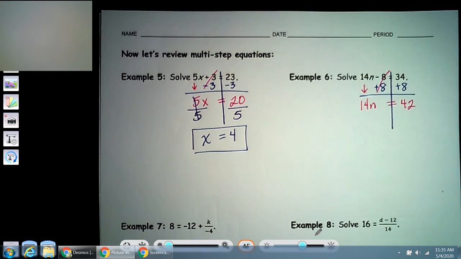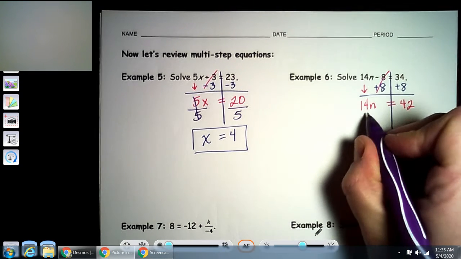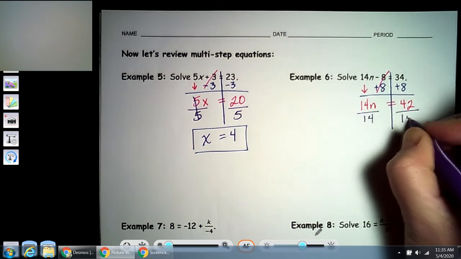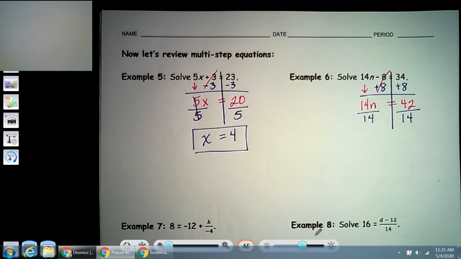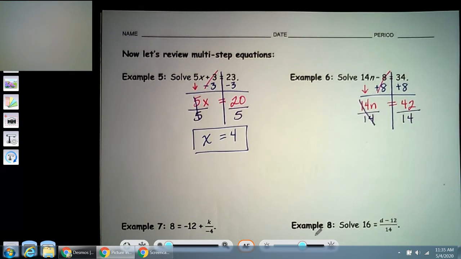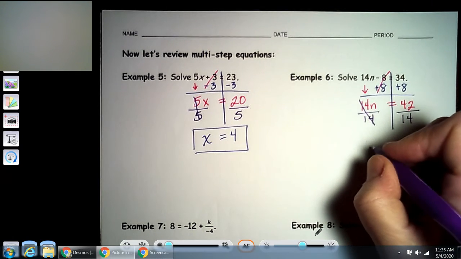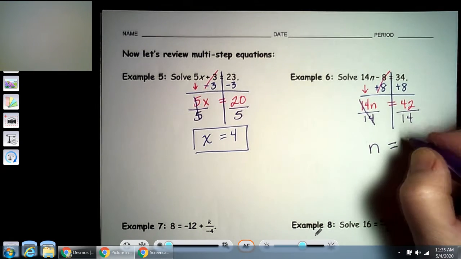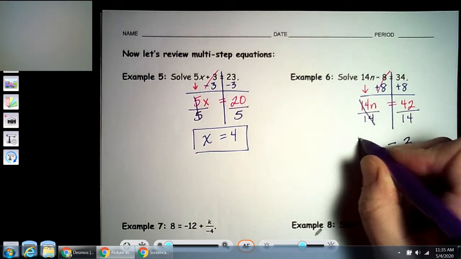Okay. So we have 14n equals 42. This is 14 times n, so I'm going to divide by 14. Divide by 14. 14 divided by 14 is 1n, so that's just n, equals 42 divided by 14 is 3.